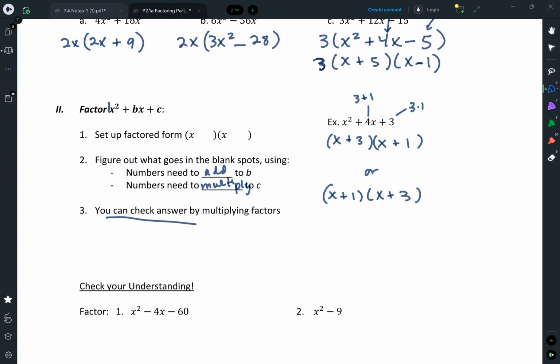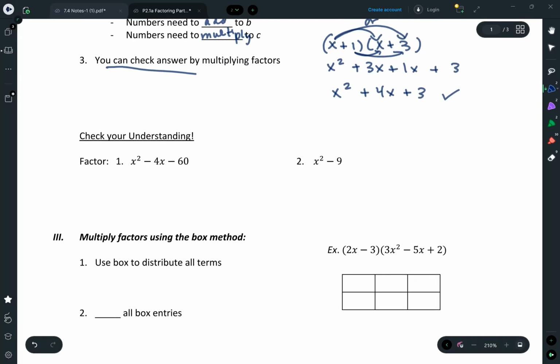And you can check by multiplying. So if I multiply this out, x times x is an x squared, plus x times 3 is a plus 3x, plus 1x, plus 3, which is x squared plus 4x plus 3. And that's what I started out with. So it does in fact check.